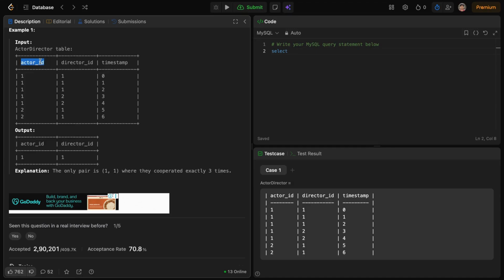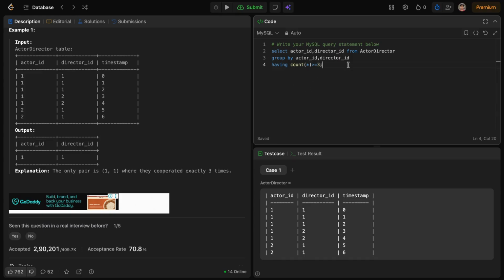Select actor ID and director ID from the table ActorDirector, and we're going to group by the actor ID and director ID, and we are applying our condition: HAVING COUNT(*) greater than or equal to 3.